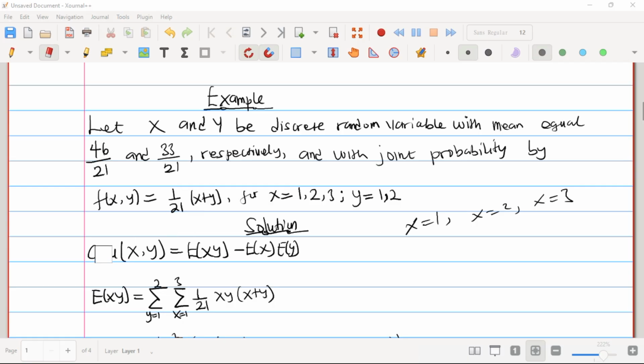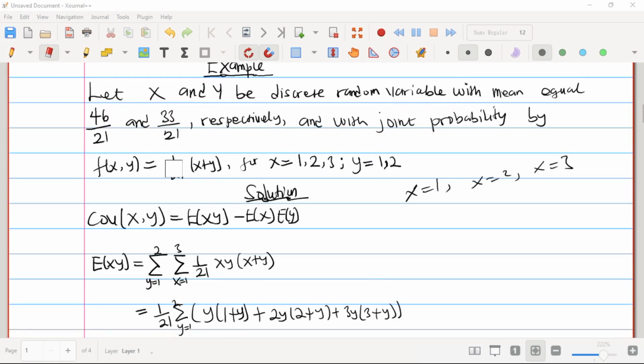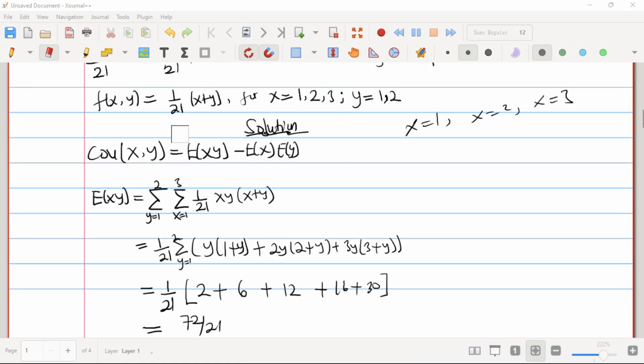The covariance. So the covariance of x and y is expressed as expectation of x times y minus expectation of x times expectation of y. But within this particular question, our expectation of x is given to us as 46 divided by 21, and expectation of y is given as 33 divided by 21. So all that we need to do is to calculate what? The expectation of x times y, right? And for the expectation of x times y, it means that we are going to sum on both x and y.